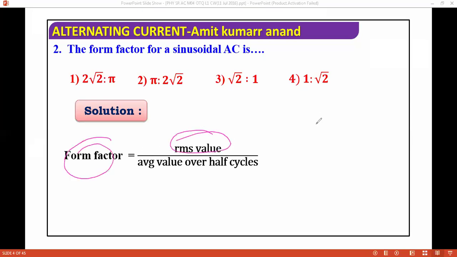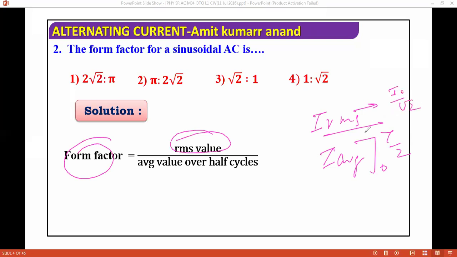If I'm talking about current, this is the I RMS value and the average value over half cycle. So you have to calculate I average up to half cycle, means from 0 to T by 2. For current, the RMS value is I naught by root 2, and the average value is 2 I naught by pi.